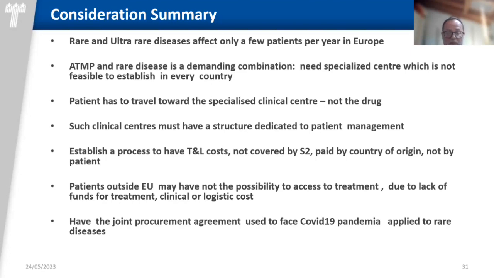Patients outside Europe have even more difficulties accessing a treatment because of a lack of S2 procedures, and so potential difficulty to find funds for treatment, clinical and logistic costs. And again, having a joint procurement agreement that would really apply to rare disease would make life easier for patients.